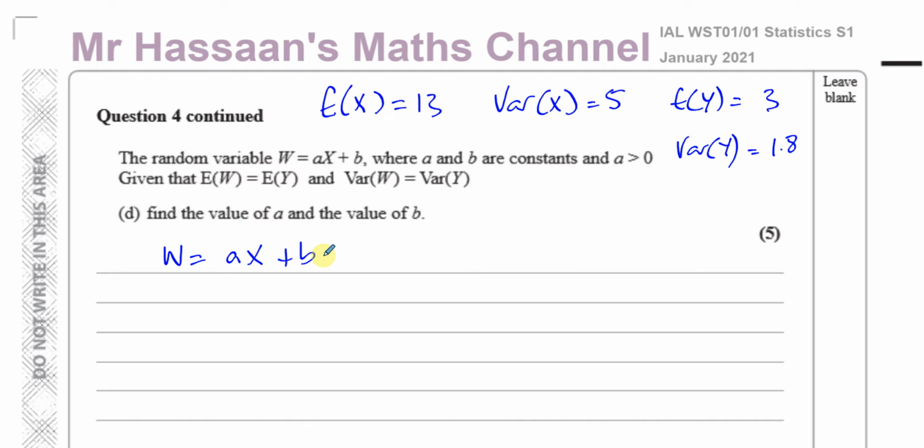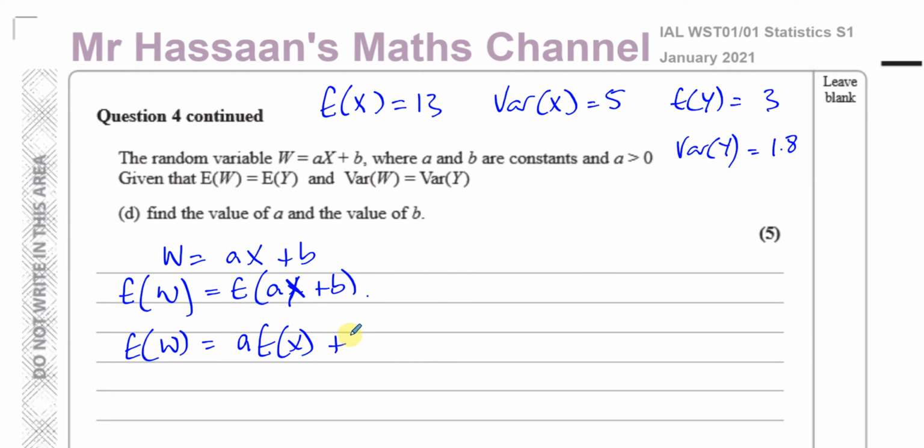So if W equals AX plus B, then I can say that the expected value of W is equal to E times AX plus B. Now this is a linear transformation of the value X here. When you've got something like this, E times AX plus B will be the same as A times EX plus B. You multiply EX by A and you add B. And I know what EX is. EX is 13. So this is going to be A times 13 plus B. So that gives us EW is equal to 13A plus B.